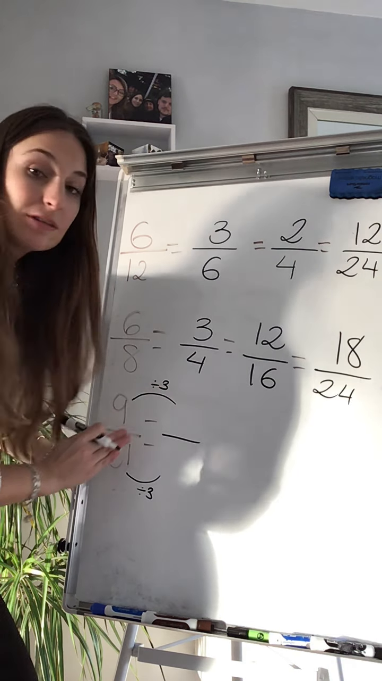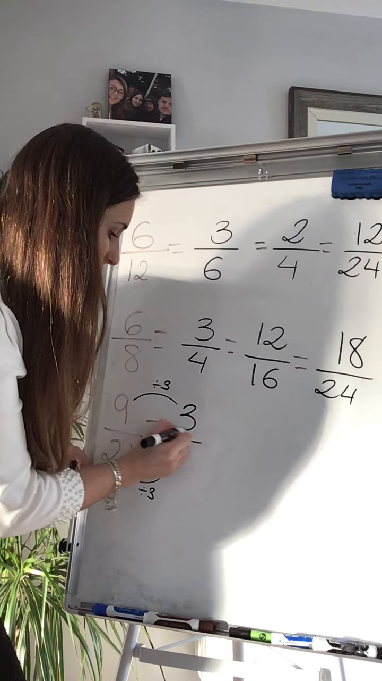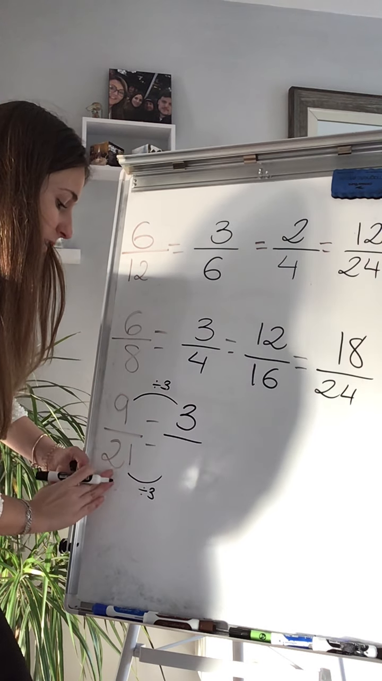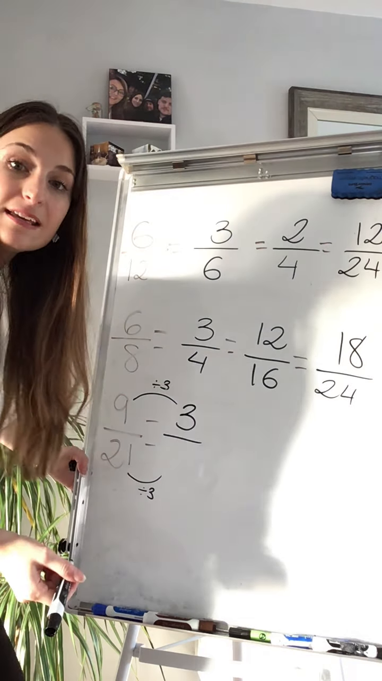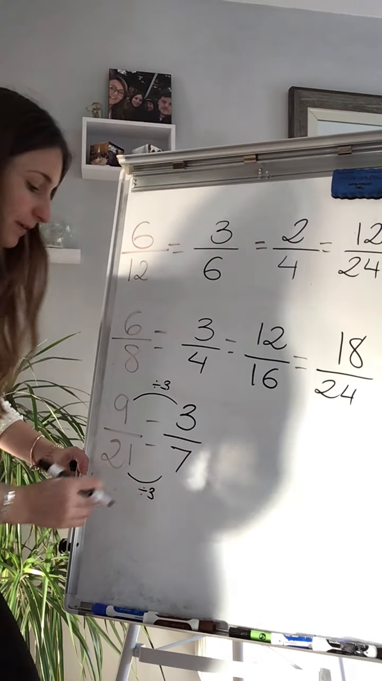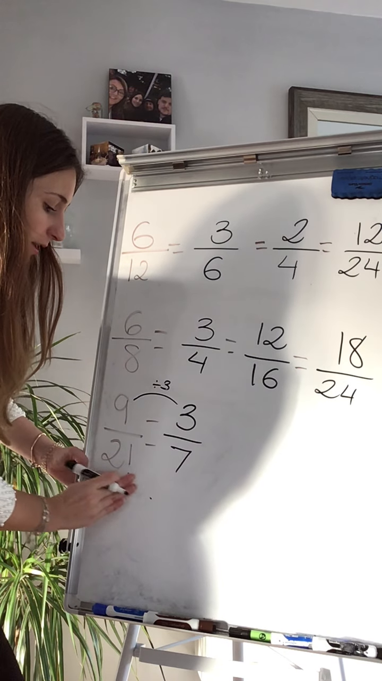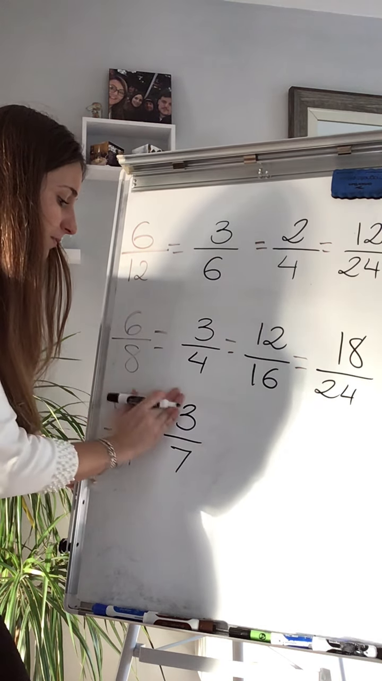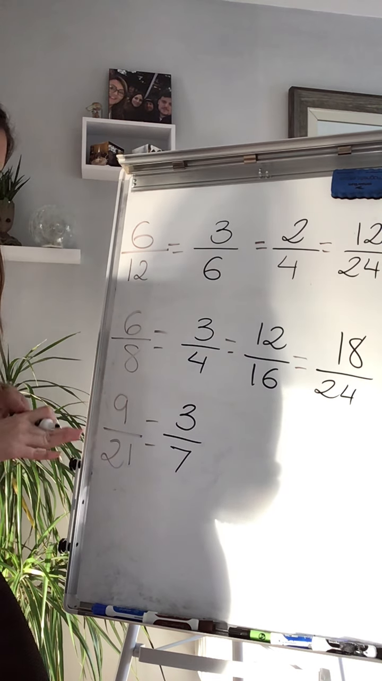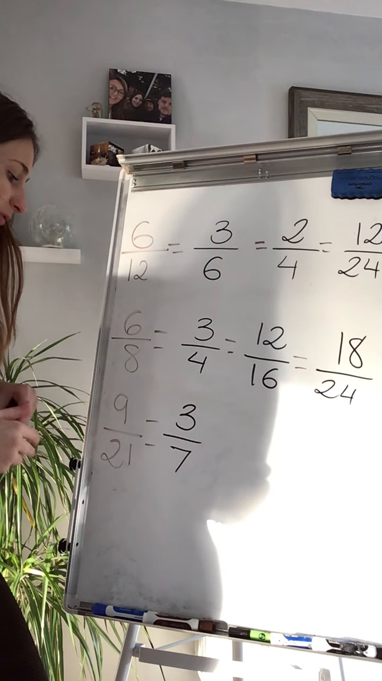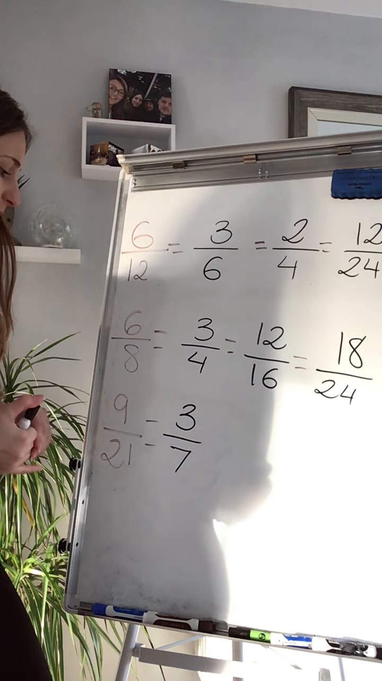9 divided by 3 is 3. 3 times 3 is 9. 21 divided by 3 is 7. Okay? There you have your first equivalent fraction. Can I divide that any other way? I cannot divide it by 4, I cannot divide it by 5, no by 6.